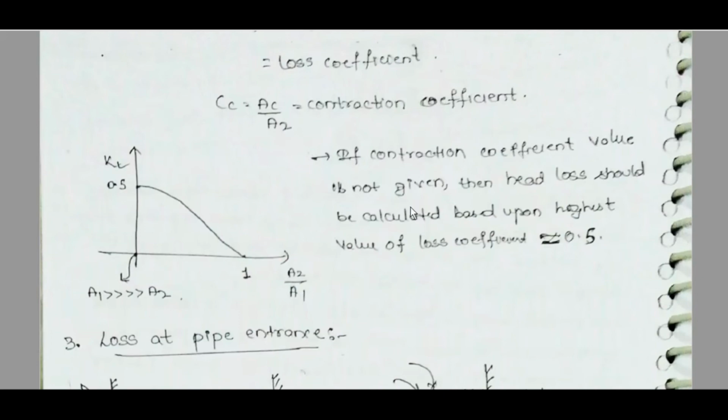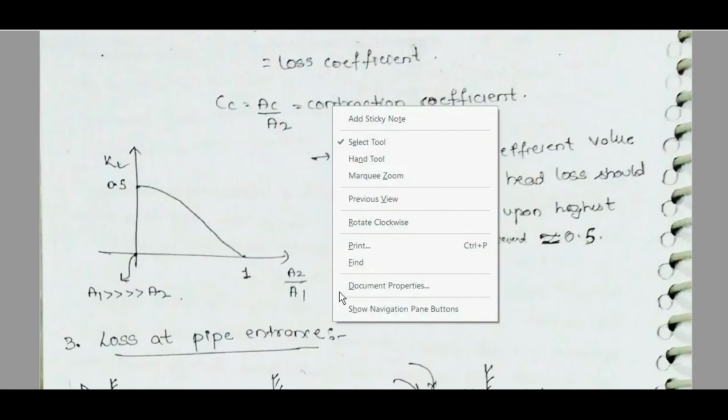If the contraction coefficient value is not given, then head loss should be calculated based on the highest value of the loss coefficient, which is 0.5. From 0.5 it will decrease to 0 based on A2 by A1.